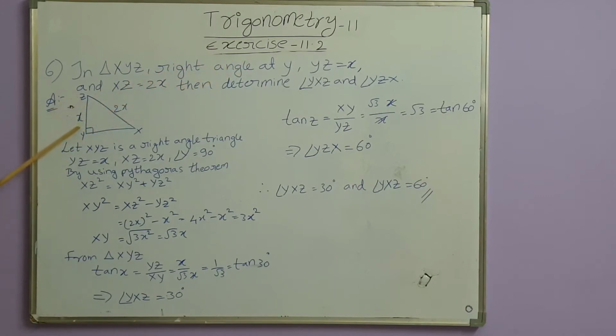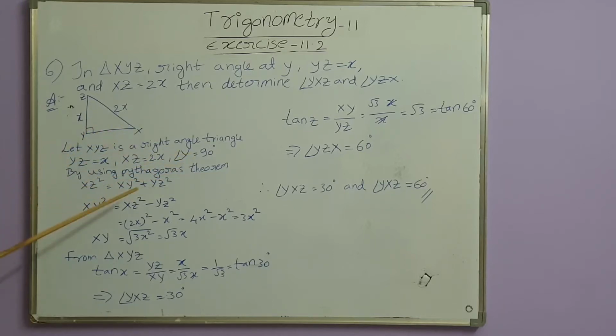In this sixth question, in triangle XYZ, right angle at Y, YZ is equal to x and XZ is equal to 2x. Then determine the angles: angle YXZ, the angle at X, and angle YZX, the angle at Z. Now let XYZ be a right angle triangle. Here given YZ is x, XZ is 2x, and the angle at Y is 90 degrees.